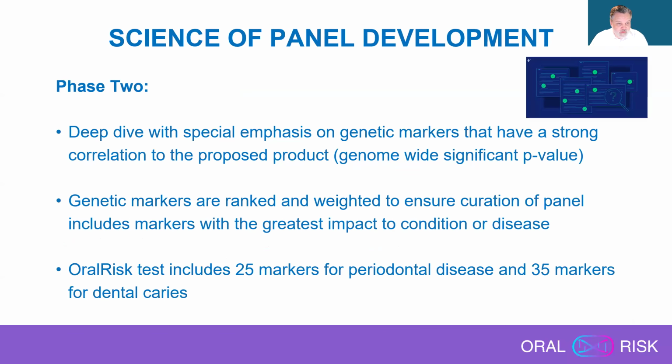Then we went into a second phase where we did a deeper dive. We looked at the exact genetic markers that have a strong correlation. These are strong correlations that have been published, which you saw from Dr. Graham, and these are correlations with actual disease outcome. We then rank these markers and look for them in these genome-wide association studies to see if they're actually being reported compared to the general population. From that, we defined 25 individual markers for periodontal disease and 35 markers for dental caries. These are well-defined, researched markers that have known associations with these 2 conditions. So it's the most inclusive test on the market.